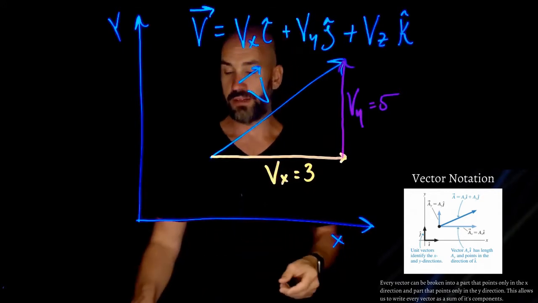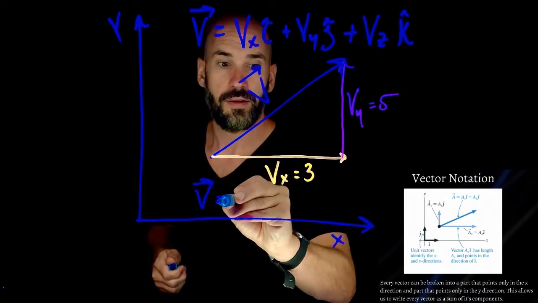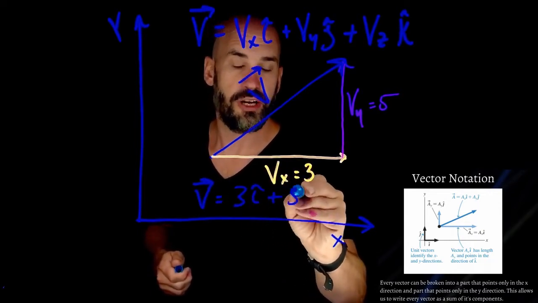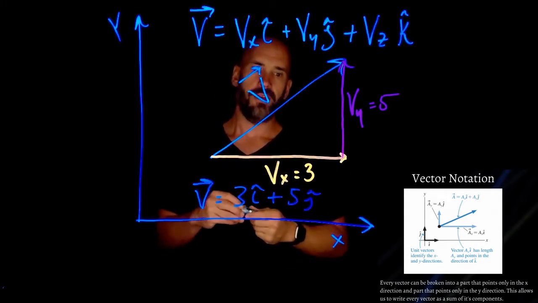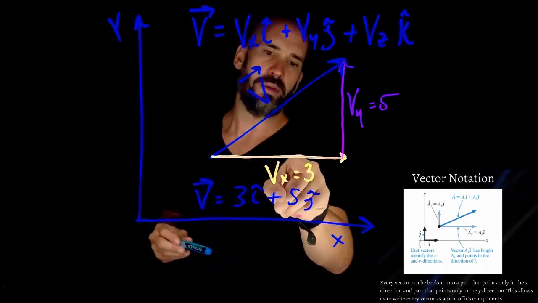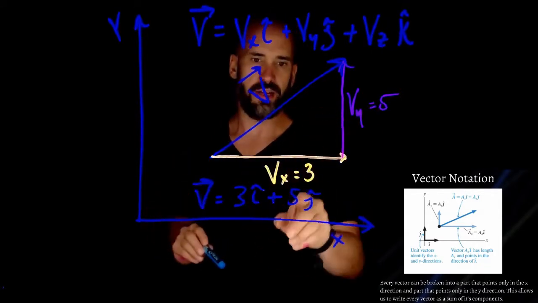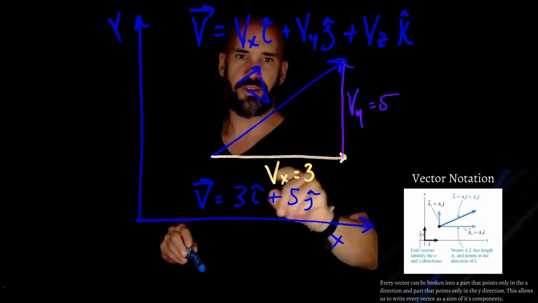So that would mean that our vector would be 3i plus 5j. Okay? All right. Don't worry about the lengths. I know I made 3 smaller than 5, but 3 is actually longer. Don't worry about it. If that's 3, you put 3 in for i. If the y component's 5, you put 5 in for j.